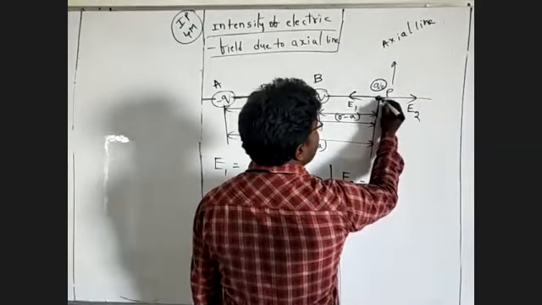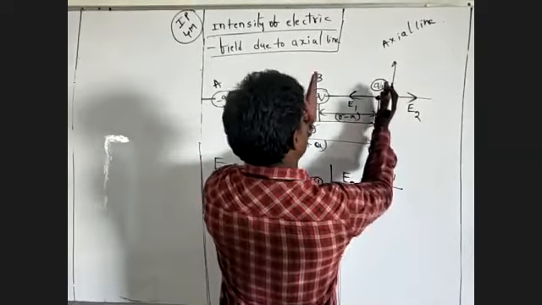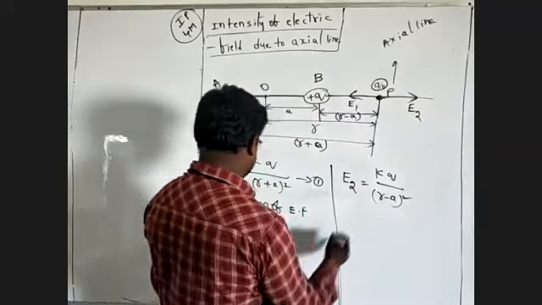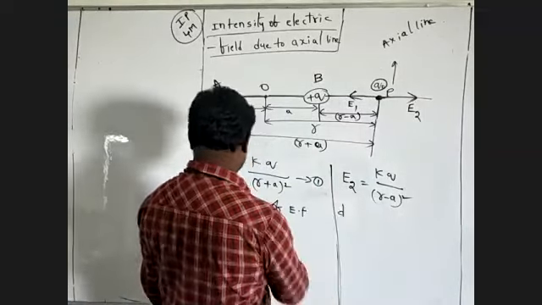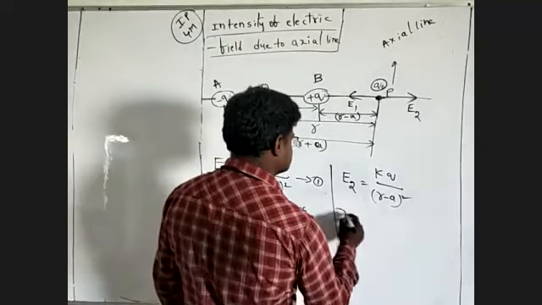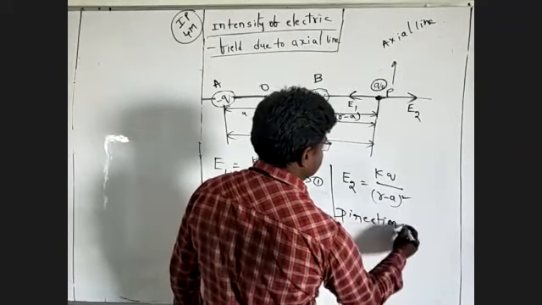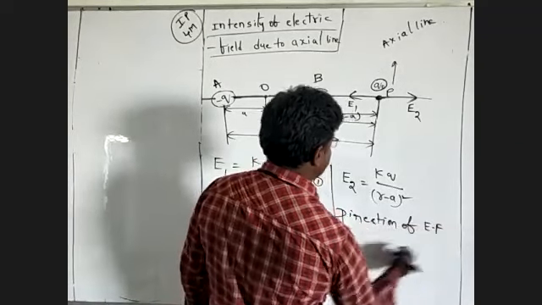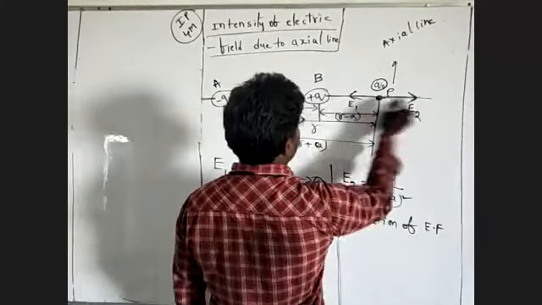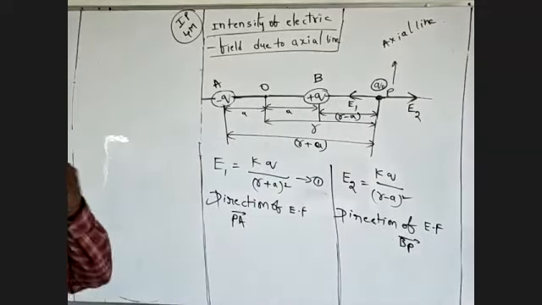At this point, we have to calculate E2 due to this charge. E2 equals KQ divided by the distance between the two charges, which is R minus A, whole square. The direction of the electric field is from here to here, in the direction BP.